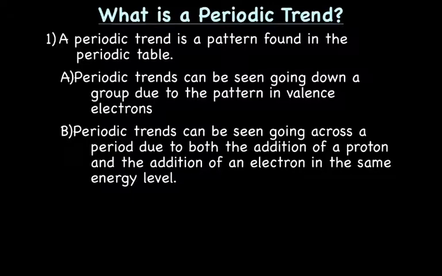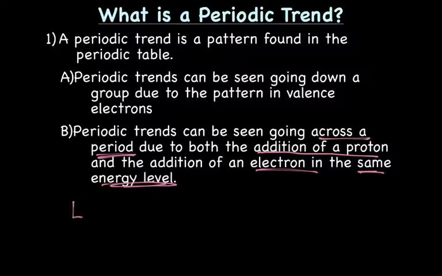Periodic trends can also be seen on the periodic table going across a period. And the trends that we see going across the period are due to two things together. One is the addition of an additional proton, and at the same time we have an addition of an electron, importantly in the same energy level. So let's try a few electron configurations using period 2 elements.